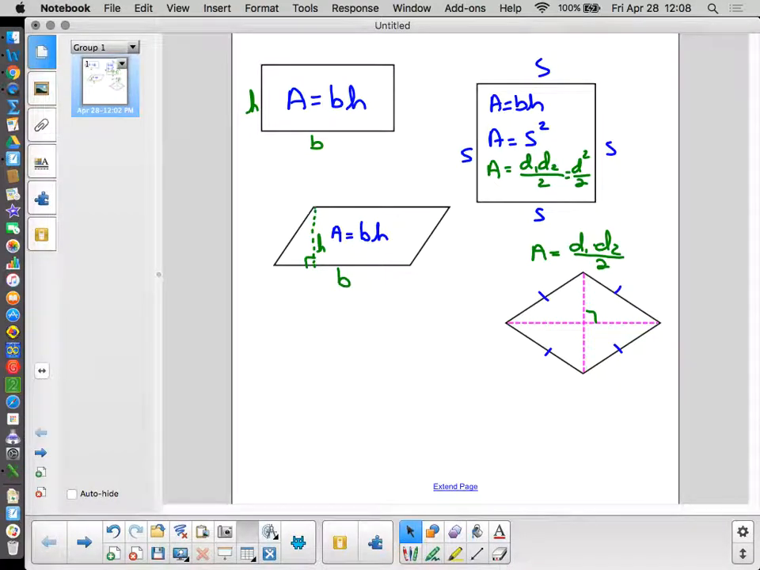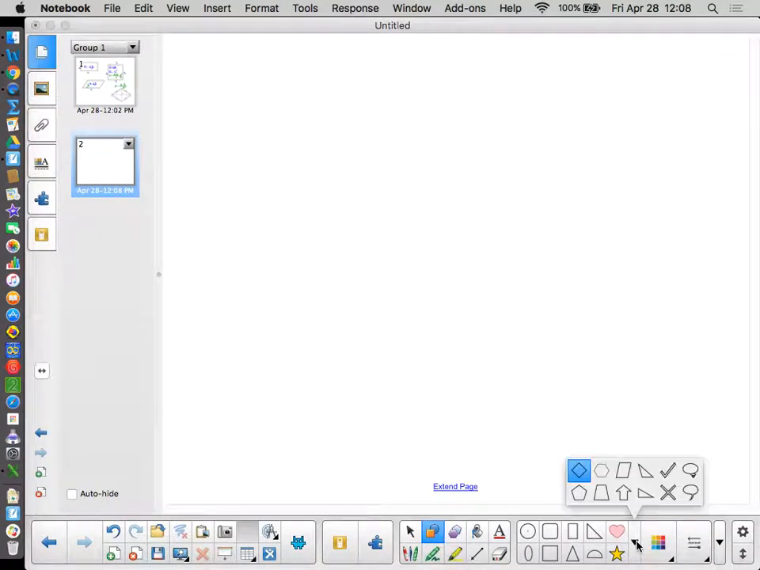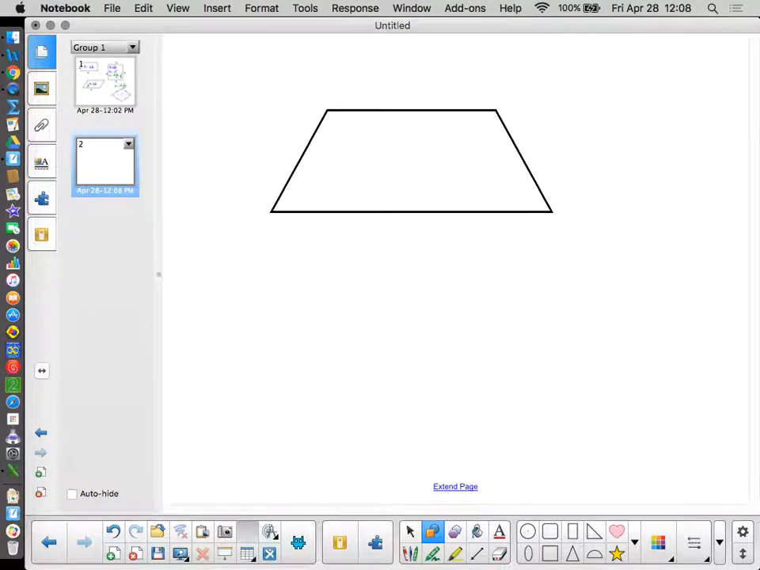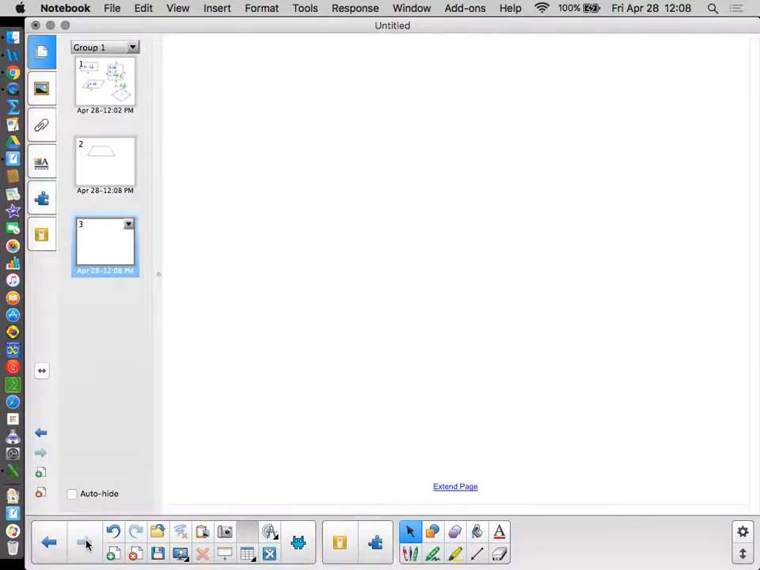Our final quadrilateral that we have to deal with is a trapezoid. The trapezoid is a little bit different. And the way we understand the trapezoid is really by first looking at the triangle.